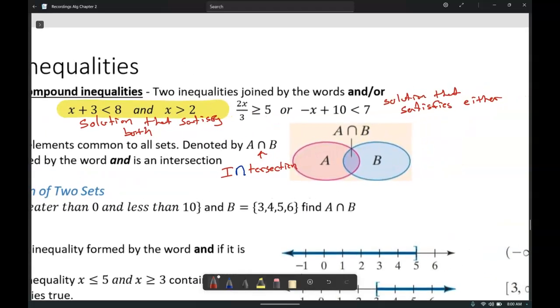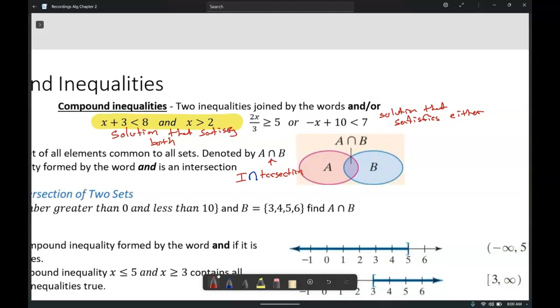We have a little diagram here that shows an example. When we have A intersecting with B, we have all the solutions in set A, and we have all the solutions in set B, and this area here is the solutions that exist in both sets. So what we're really looking at is an overlap between the two solution sets.